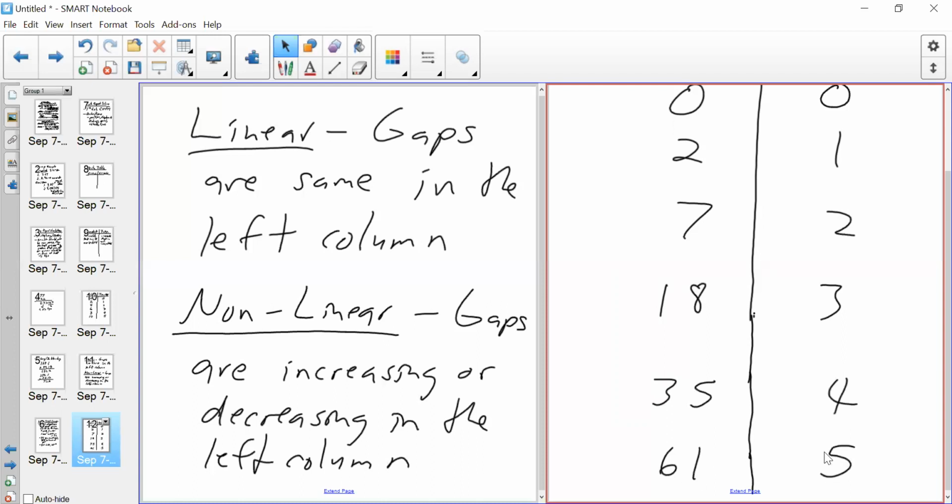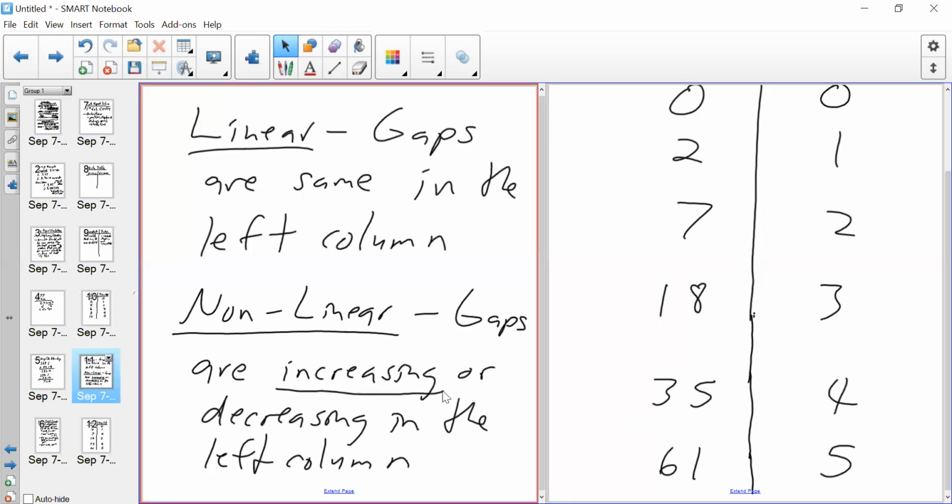This would be the case. The gaps are dramatically increasing: it goes to 2, then 5, then 11, then 17, and then 26. This is a case when the gaps are increasing, as you see on the left. This is a case of a car that's accelerating, speeding up.